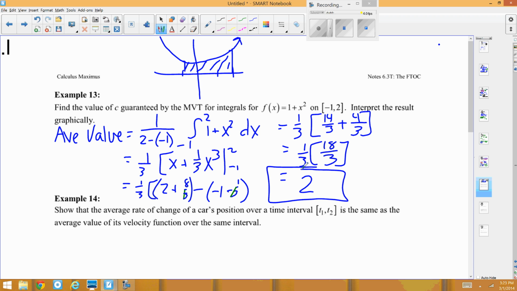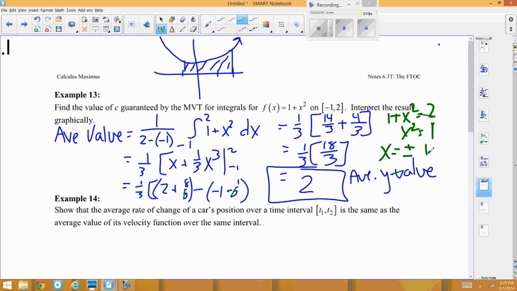So what that's saying here is that the average value of the function, the average y value, remember, y value of the function is just 2. All right, so then where does our function equal 2? So 1 plus x squared, where does that equal 2? Well, x squared equals 1, x equals plus or minus 1.